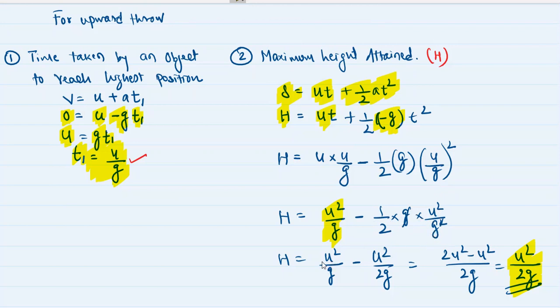So here we have u square by g, minus here we have u square by 2g, and if we subtract them, we get 2u square minus u square by 2g, that is u square by 2g. Okay, so this is the maximum height attained in terms of initial velocity and acceleration due to gravity.